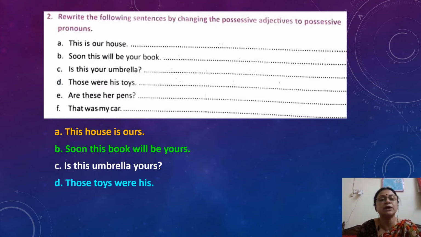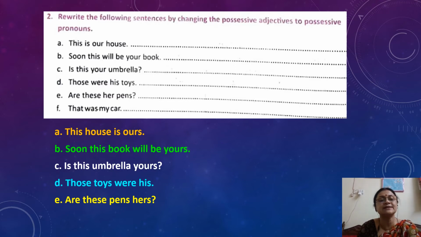Next sentence number E. Are these her pens? Here her pens is the possessive adjective. Let's change it to a possessive pronoun. See what's the answer. Are these pens hers? Here hers is the possessive pronoun.